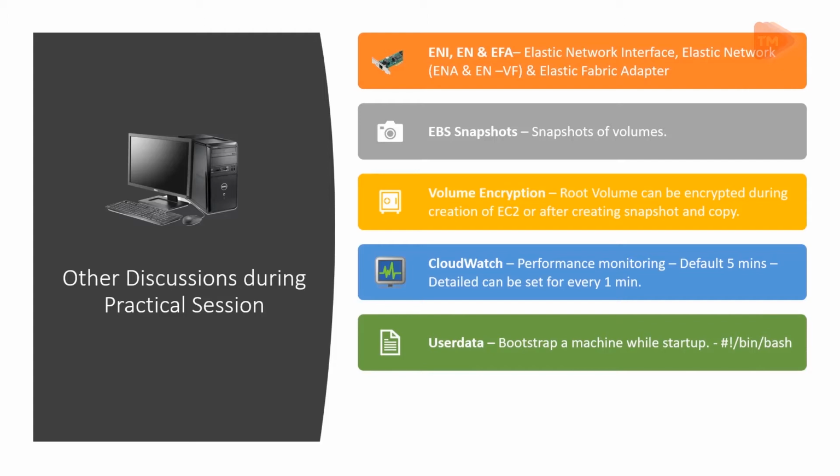Then we'll be using user data. We'll be creating an EC2 instance which will have a bootstrap within it. While it boots up, it'll have a bootstrap script running. And this is what we're going to do with that. We're going to install HTTPD.